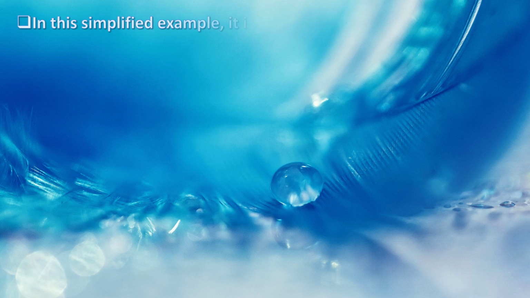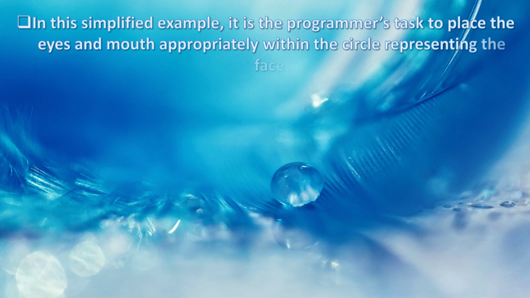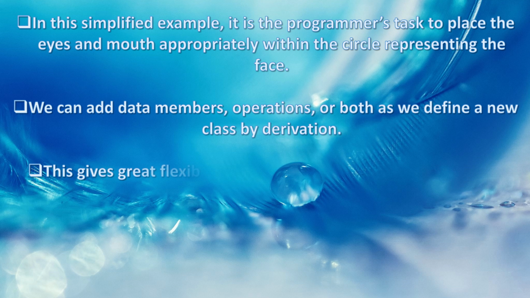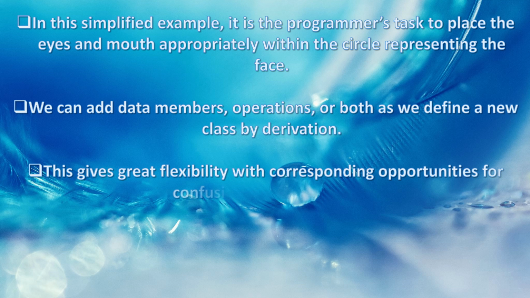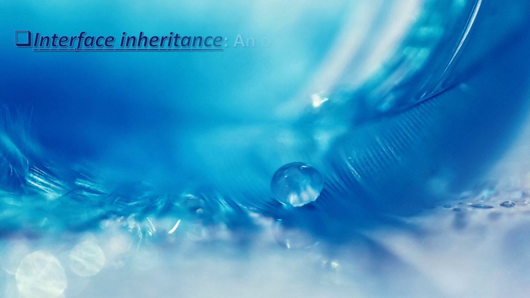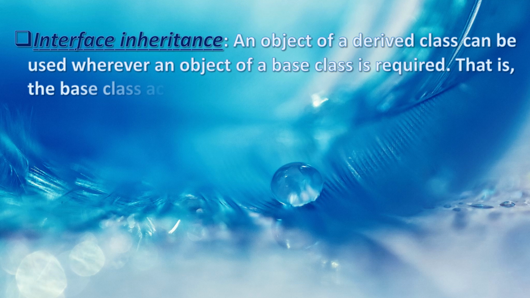In this simplified example, it is the programmer's task to place the eyes and mouth appropriately within the circle representing the face. We can add data members, operations, or both as we define a new class by derivation. This gives great flexibility with corresponding opportunities for confusion and poor design. A class hierarchy offers two kinds of benefits. Interface inheritance. An object of a derived class can be used wherever an object of a base class is required.